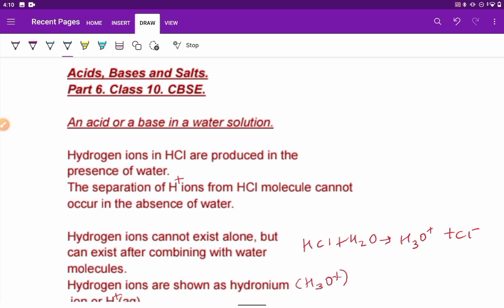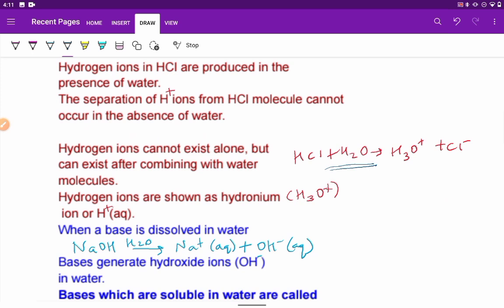Now see, whenever HCl is dissolved in water, hydrogen ions in HCl are produced in the presence of water. So what happens? There will be separation of H plus ions from HCl, but this cannot occur in the absence of water. As we see in this equation, HCl plus H2O gives H3O plus and Cl minus. But H plus will not exist on its own. It requires a water molecule, so we get H3O plus. Hydrogen ions cannot exist alone. They exist only after combining with water molecules.